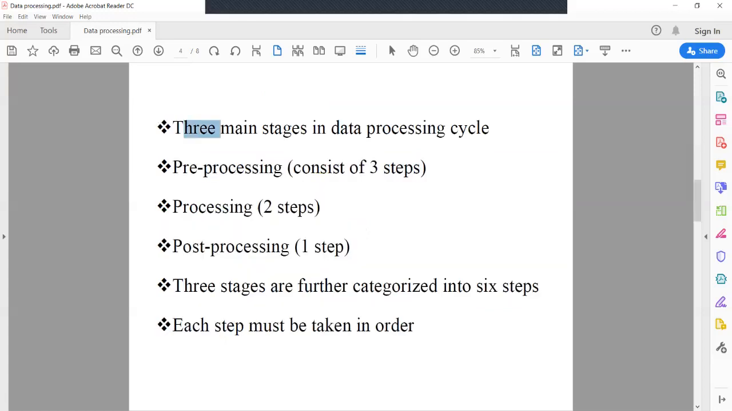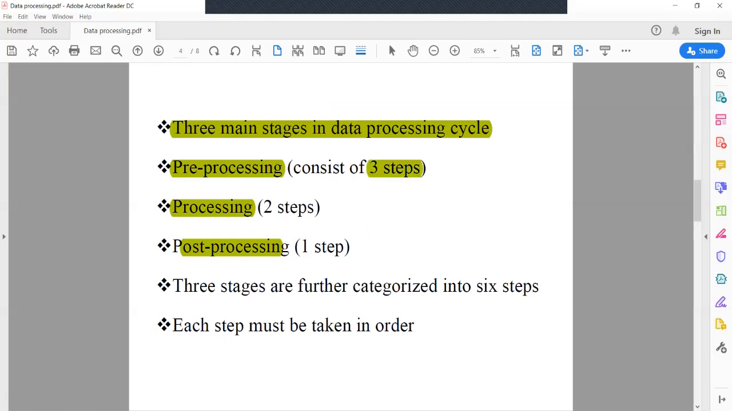There are three main stages in the data processing cycle. The first one is the pre-processing stage, then the processing stage, and the post-processing stage. The pre-processing stage consists of three steps, the processing stage consists of two steps, and post-processing consists of one step. So all six steps are present. The three stages are further categorized into six steps. Each step must be taken in proper order.